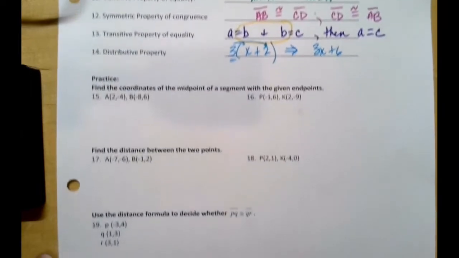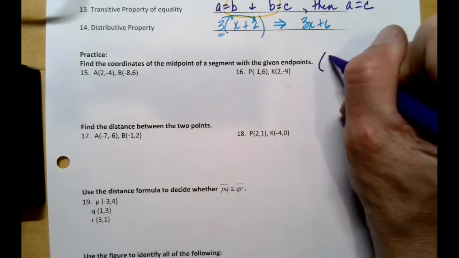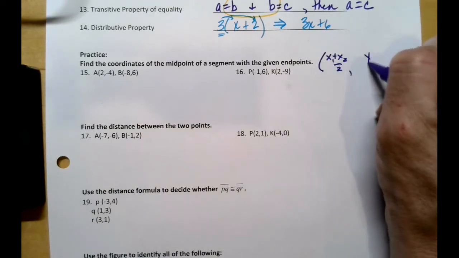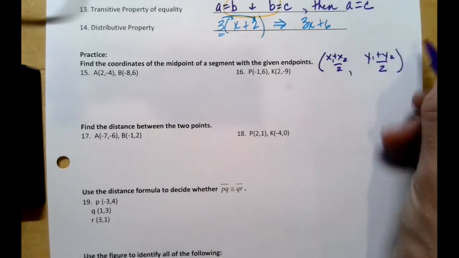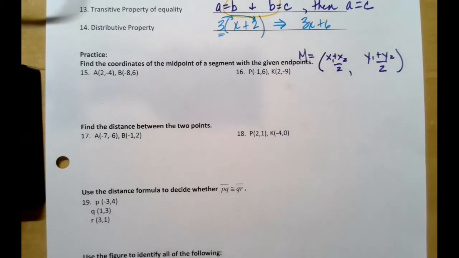All right, next comes finding the coordinates of the midpoint of a segment with those given endpoints. Yep, this is review, but you want to make sure that you know that the average of your x's and the average of your y's is going to be equal to your midpoint. All right, so pause the video, do some work, come back and check.